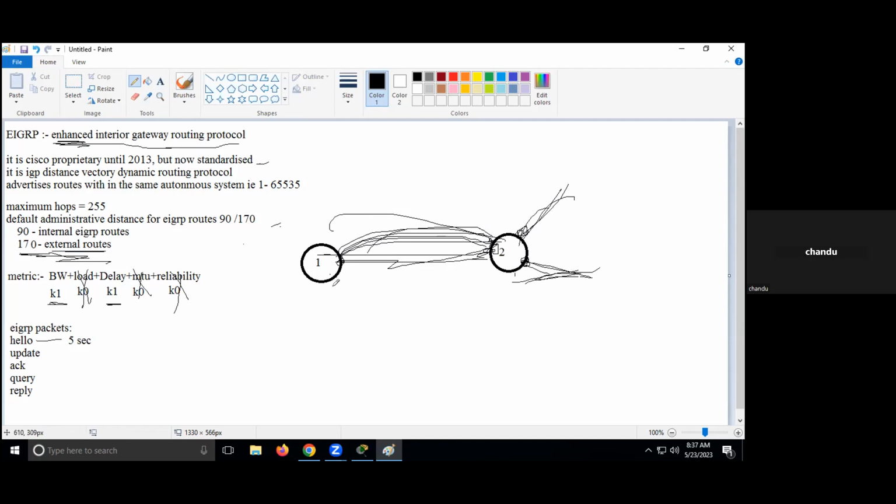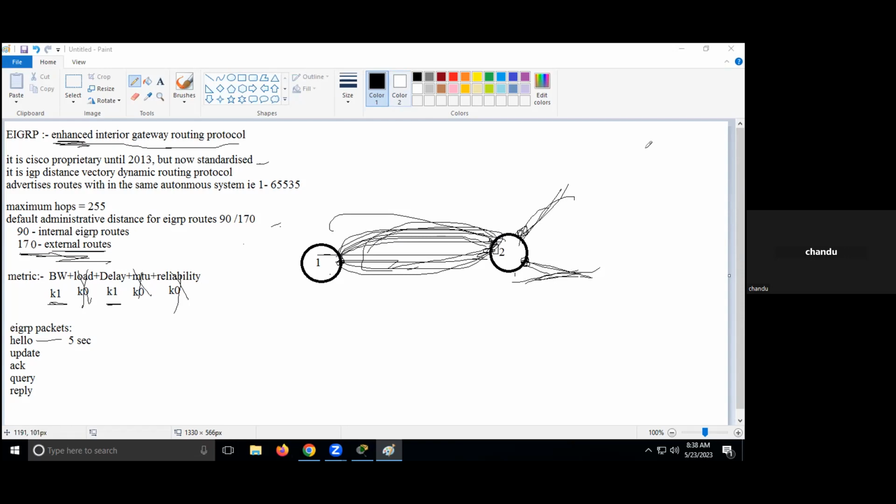When routers send and receive hello messages, they form an EIGRP neighbor relationship. For example, I come to the class and ask, hello Rafik, and Rafik says, hello sir, how are you? So when I send and receive hello messages, the neighbors are established.